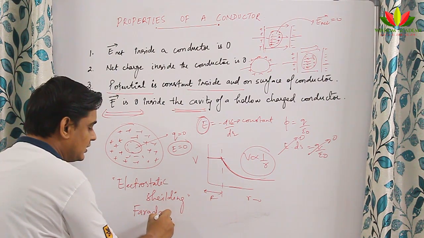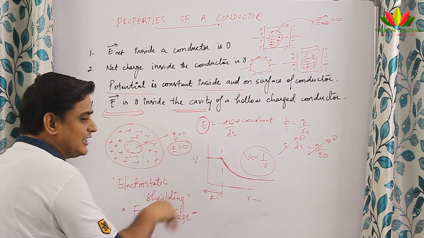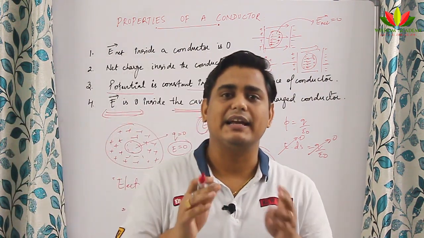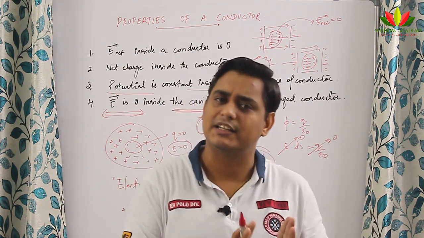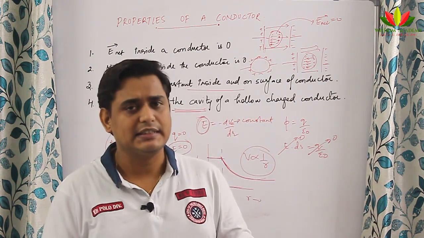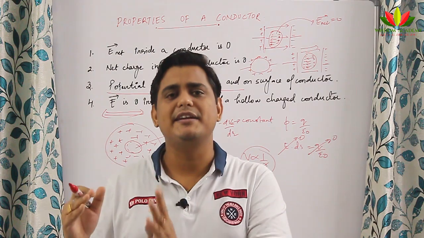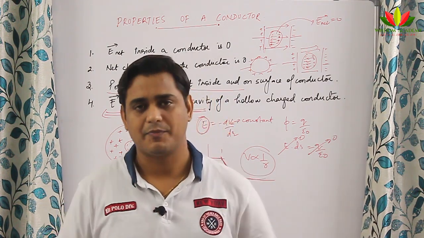Some of you would have heard this term, Faraday's cage. So Faraday's cage is nothing but electrostatic shielding, where the net electric field inside the cavity of a charged conductor is zero. So if someone asks you to define electrostatic shielding, it is the net electric field being zero inside the cavity of a charged conductor, right?